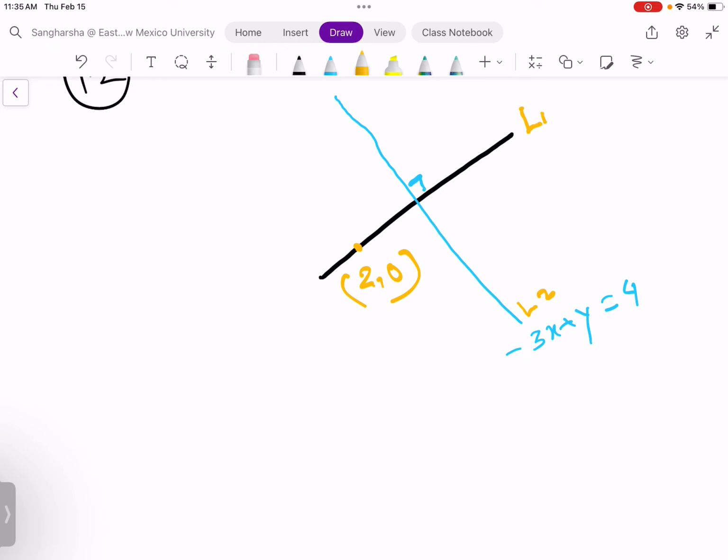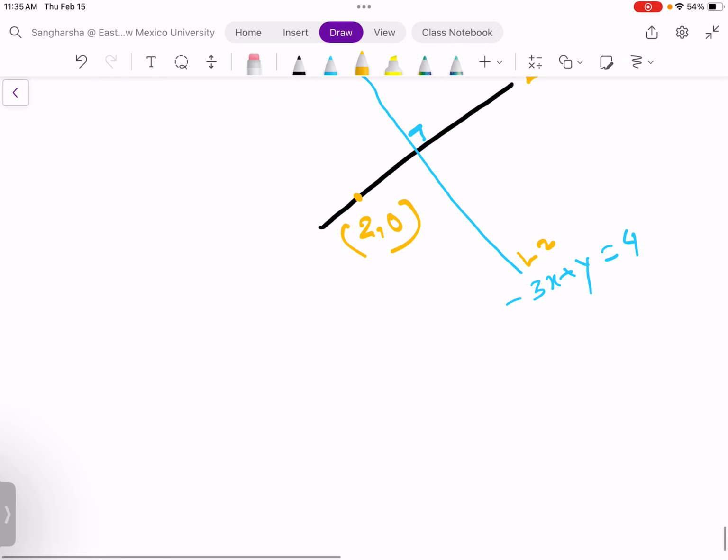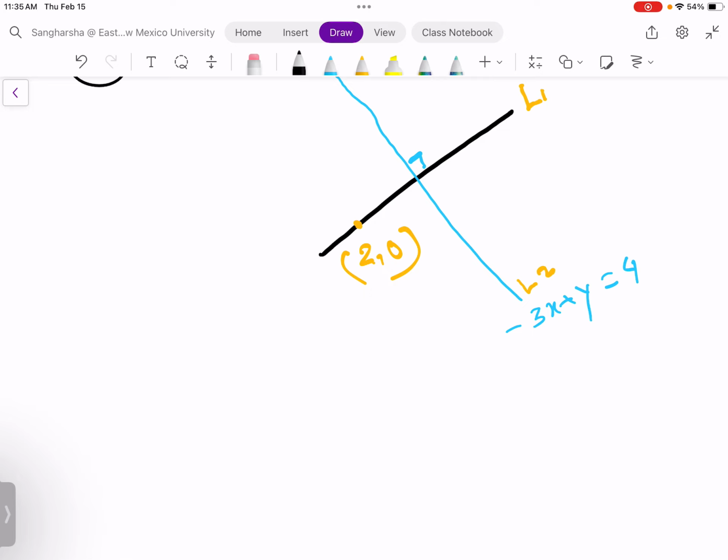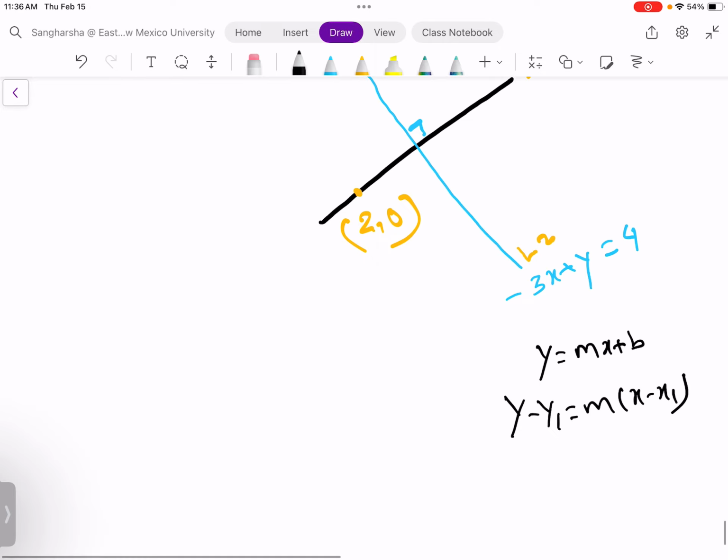We are asked to find the equation. Every time you are looking for the equation, you have 2 options. The first option, you're going to use y equals mx plus b. Second, y minus y1 equals m times x minus x1. Now, which option are we going to use here? First or second?